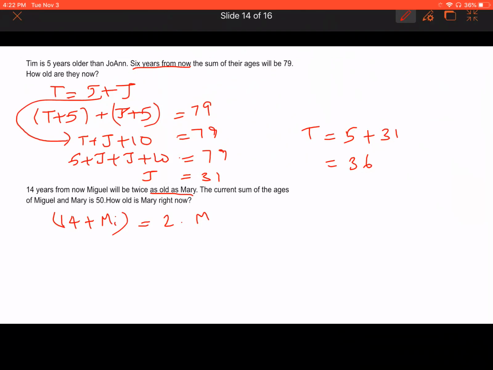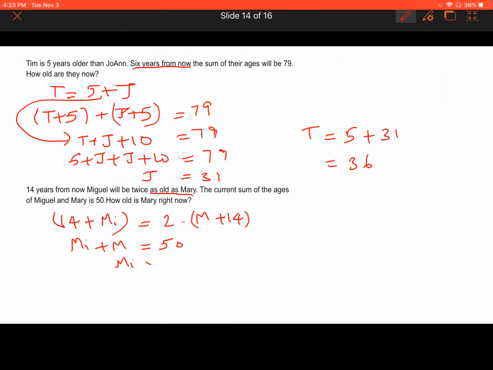As old as Mary means Mary's age also is increased comparative with Miguel. Okay, Miguel's age is represented after 14 years. So Mary's age is also represented after 14 years. Okay, so this term is important in giving the answer. Then the current sum of the ages of Miguel and Mary is equal to 50.